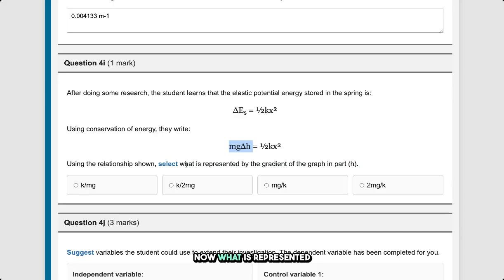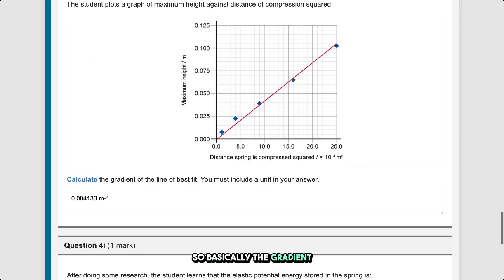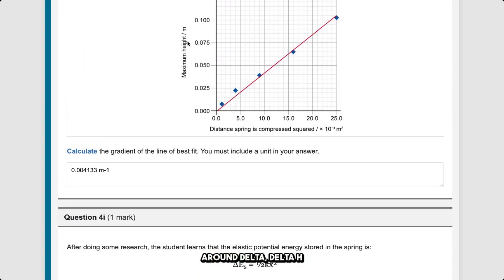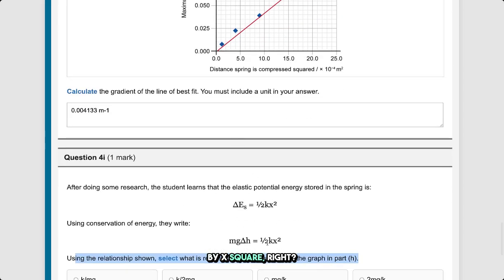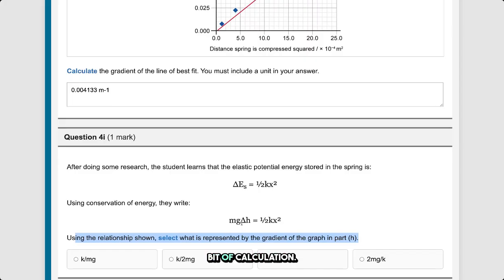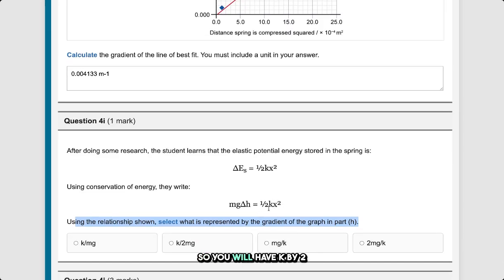Now, what is represented by the gradient of the graph? Use the relationship shown here. Basically, the gradient of the graph is delta h by x square. You do a little bit of calculation. Keep your delta h here, x square downwards. So you will have k by 2 by mg, and that's my answer B.